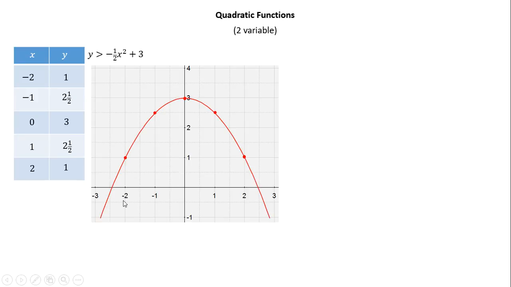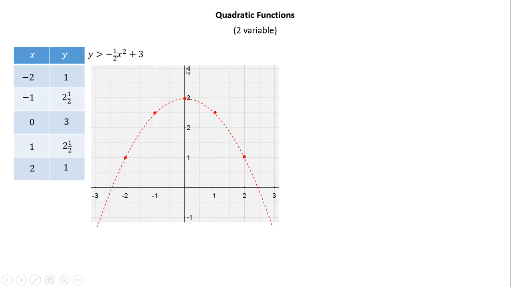And, oh, geez, that's right. Should this be solid or dotted? Nope, it's not an or equal to. We need to make it dotted. It's a good thing we have that capability. Then we need to shade. Plug in a point. If you plug in 0, 0, that's the easiest point. Is 0 bigger than 3? No. So we wouldn't shade that side.